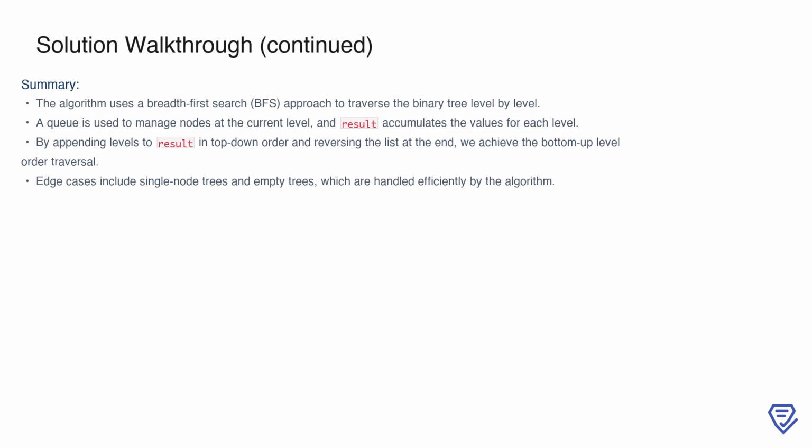To summarize, this algorithm uses a breadth-first search approach to traverse the binary tree level by level. A queue is employed to manage the nodes at the current level, while the result list accumulates values for each level from top to bottom. By reversing the result at the end, we achieve the desired bottom-up level order traversal. The algorithm efficiently handles edge cases such as single-node trees, where there's only one level to process, and empty trees, where the result is immediately an empty list. This approach ensures correctness and clarity for all input scenarios.